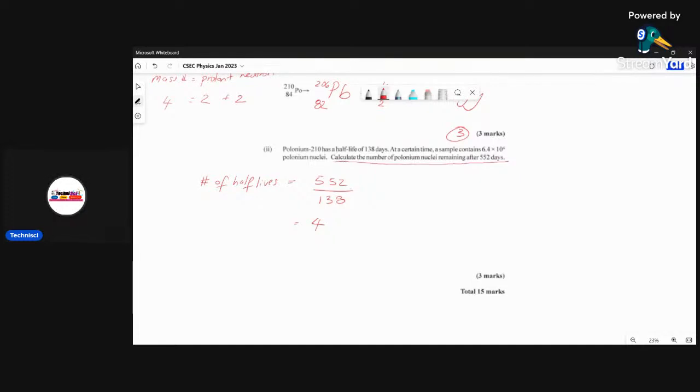Now I'm going to do the arrow method to determine what remains. Remember, half-life is the time taken for a sample to reduce to half. So the sample in this case is 6.4. I think I have more space down here because I have to go through 4 half-lives.